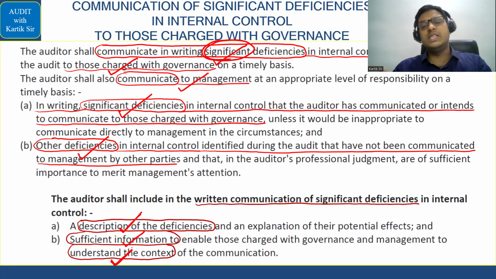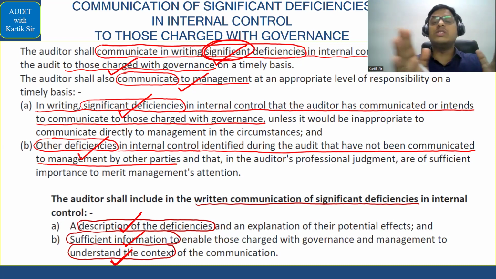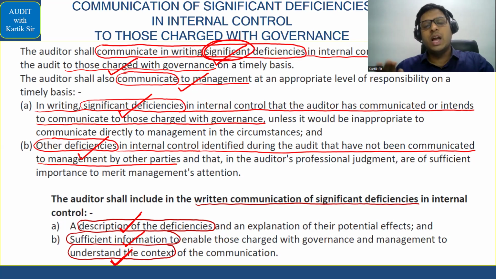So make sure of these standards, very simple: 450, 260, 265. They are new inclusions in the CA Inter syllabus, and if you are doing this properly, one question can come from these three standards. That completes part 2 of chapter number 7, and we have done that now. So do it properly. Everyone very, very clear? Please tell me yes or no.